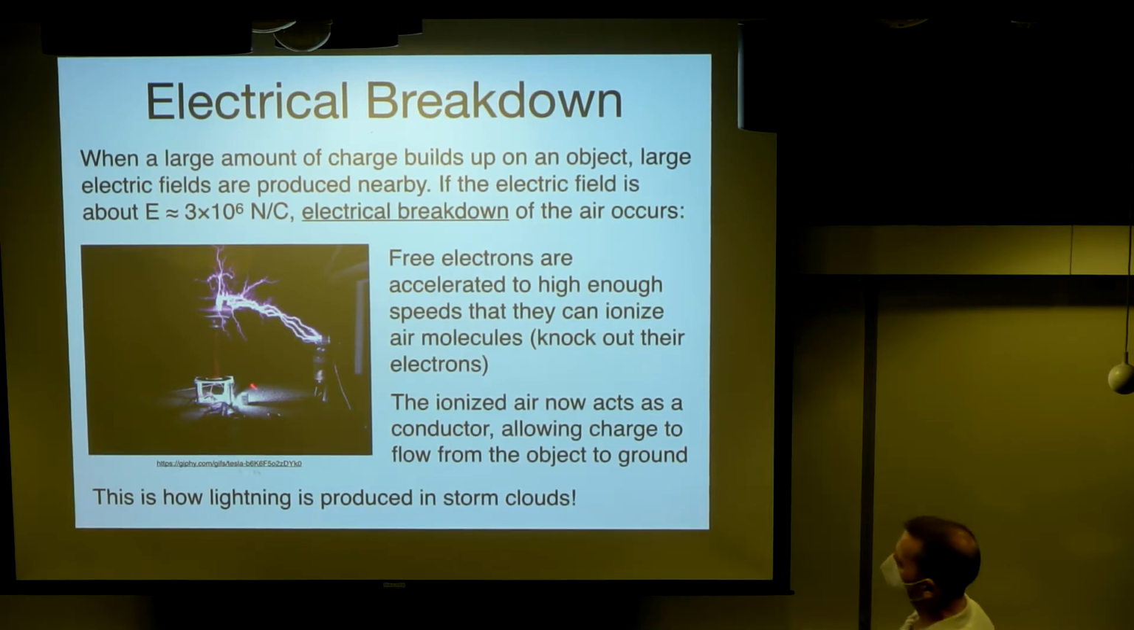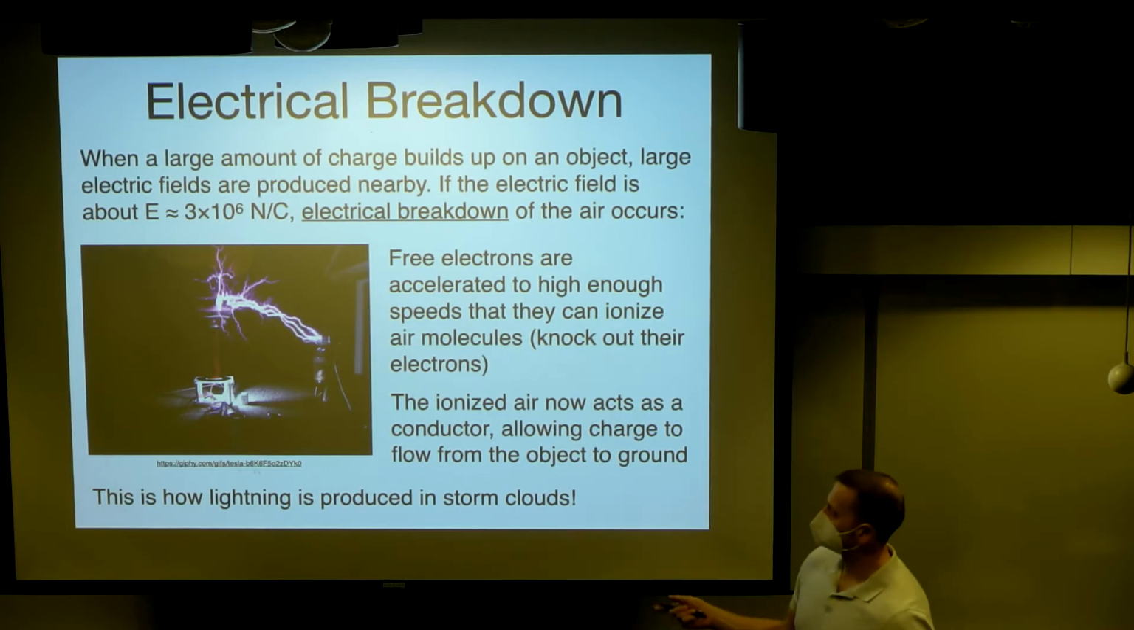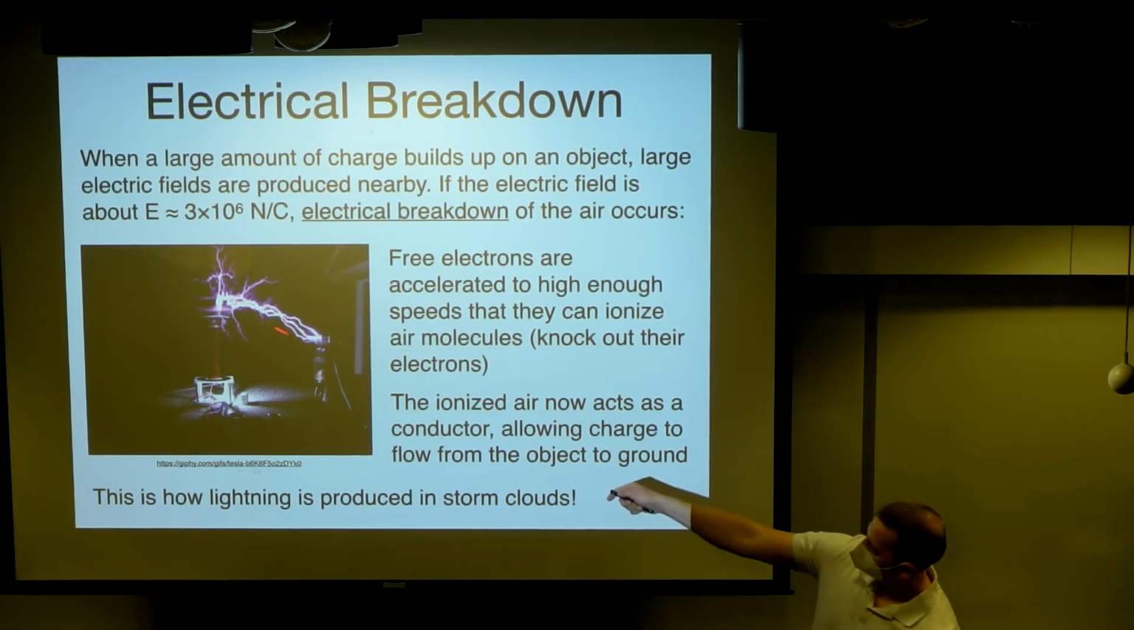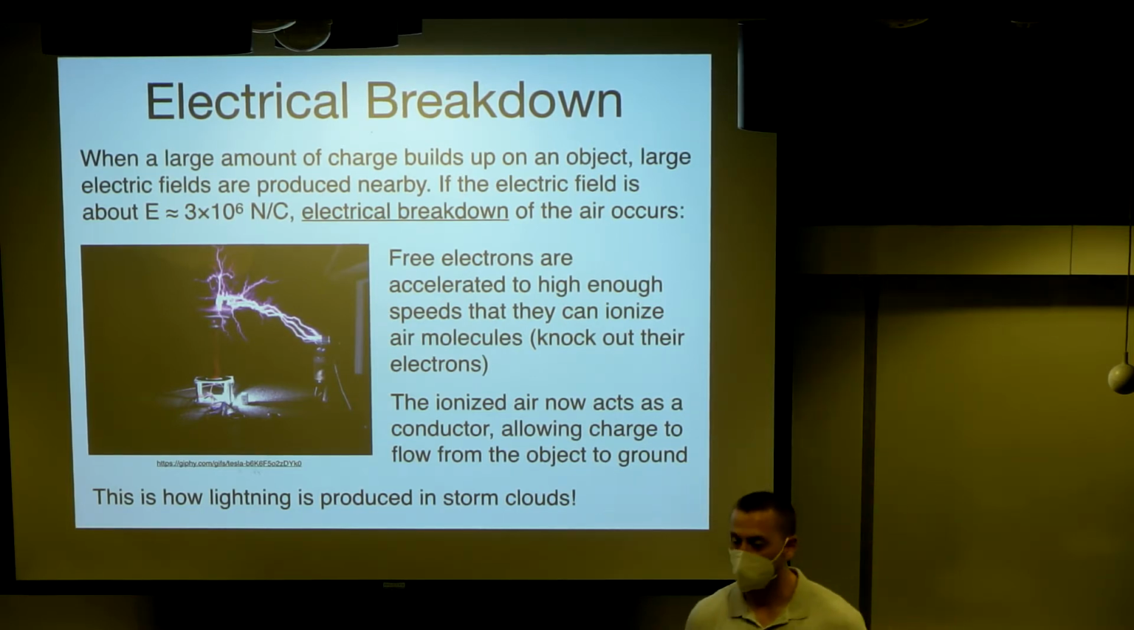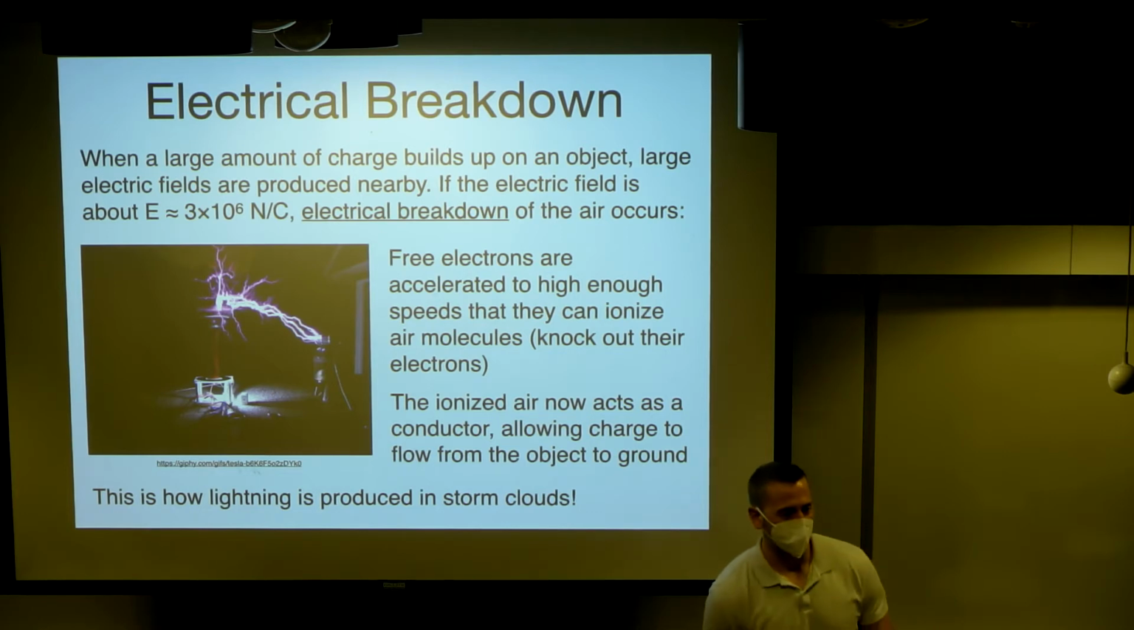And you may see this, of course, in lightning, in storm clouds. If a lot of electric charge builds up within those clouds, you'll get very strong electric fields building up in the vicinity, and this electrical breakdown of the air allows the charge in those clouds to flow to ground. But it can also happen on a smaller scale. You can just do this in a laboratory. You can just build up enough charge on an object and create this electrical breakdown.